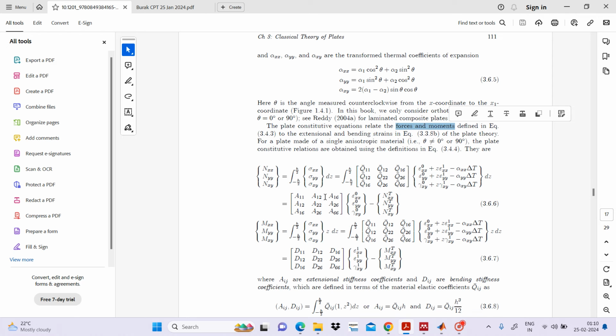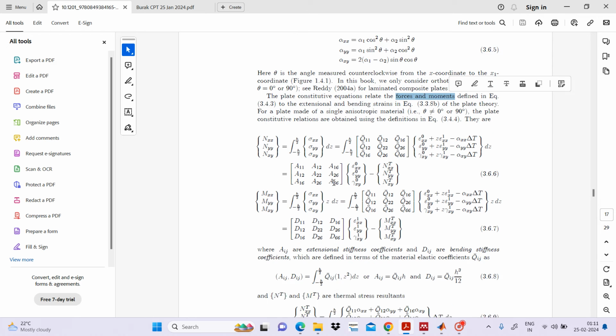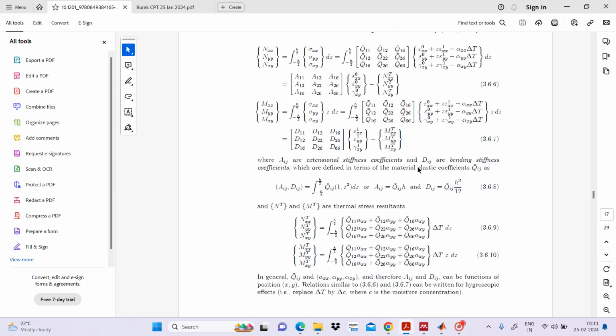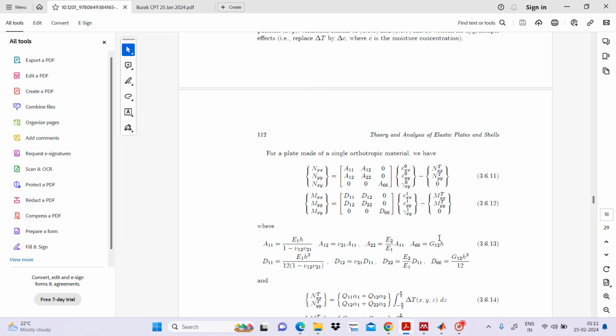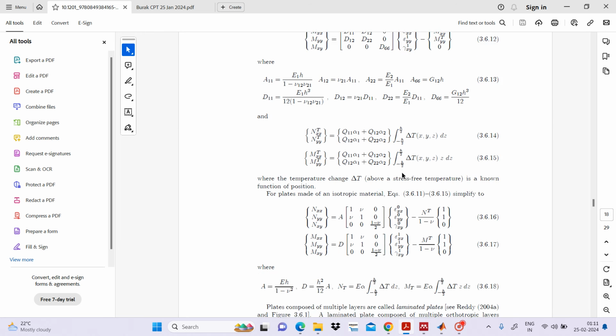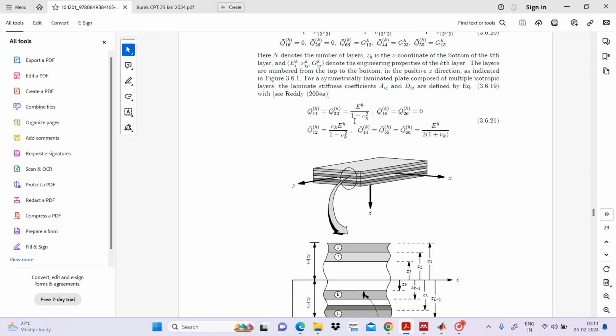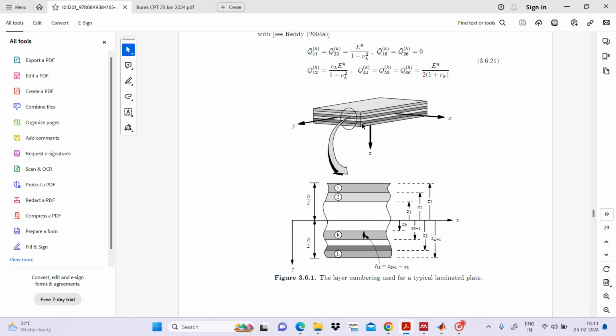Now we will see the code, and we will also try to code it. So how we get the Aij and Dij matrices; here the Bij matrix is not written because, due to the symmetric layup, that matrix is assumed to be 0. Now we will see the examples from this book. Here the Aij and Dij matrices are given, the Q11, Q12 formulas are also given, and these are the plate properties.